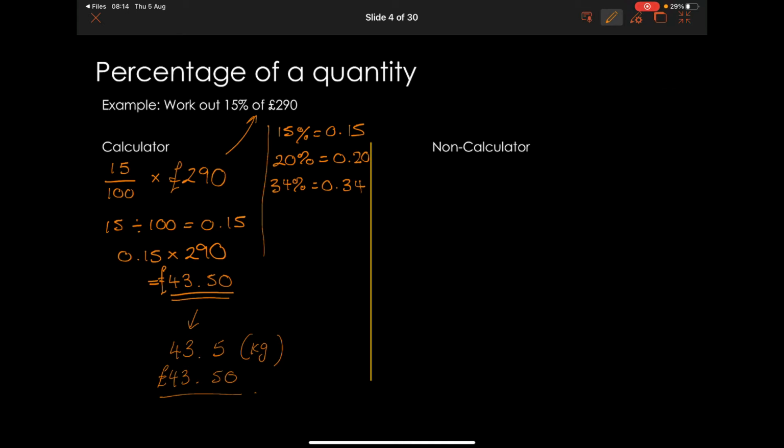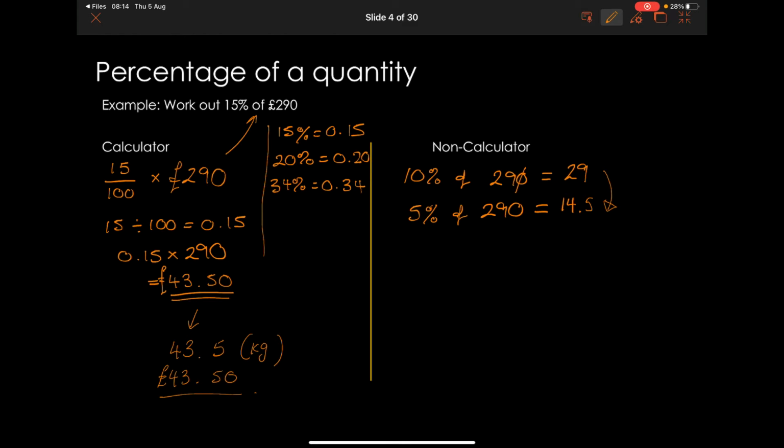Okay. Without a calculator, what we'd have to do is find 10% of 290 first. So don't forget, 10% of 290, we just divide by 10, which means we get rid of the 0. So that's 29. That's 10%. Now I need 15% in total, which means I'm now going to need 5%. So 5% of 290 is just half of this value, because if 10% is 29, then 5% must be half of it, and that gives us 14.5.